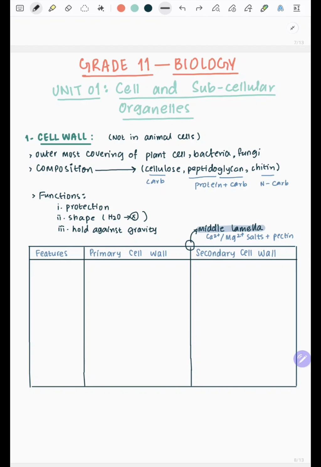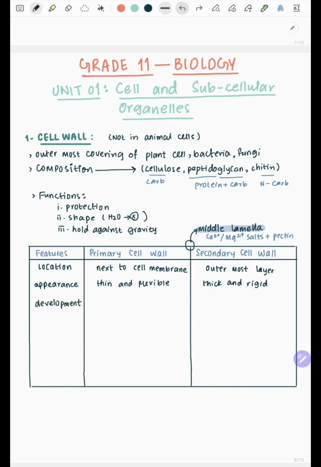Now let's talk about different features of primary and the secondary cell wall. The primary cell wall is located next to the cell membrane, while the secondary cell wall is the outermost layer. So coming from inside to outside, there is primary cell wall, then the middle lamella, and then the secondary cell wall. The primary cell wall is thin and flexible, that is, it allows the cell to move, whereas the secondary cell wall is thick and rigid. It provides the integrity, it maintains its structure of the plant cell.